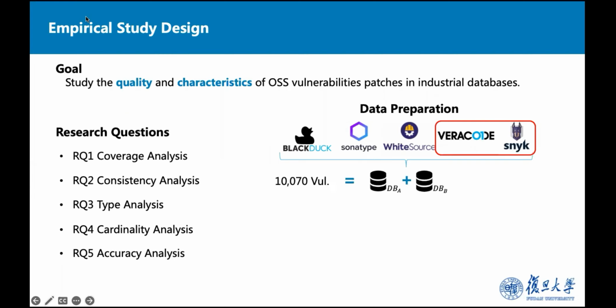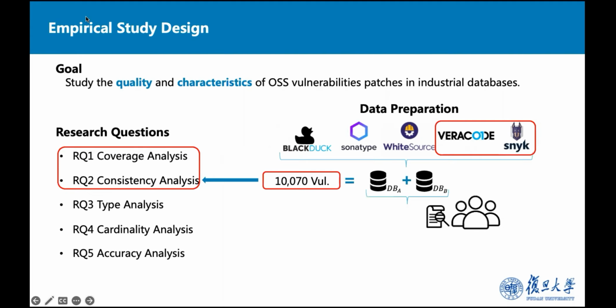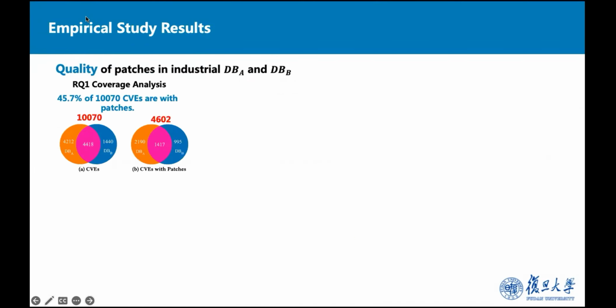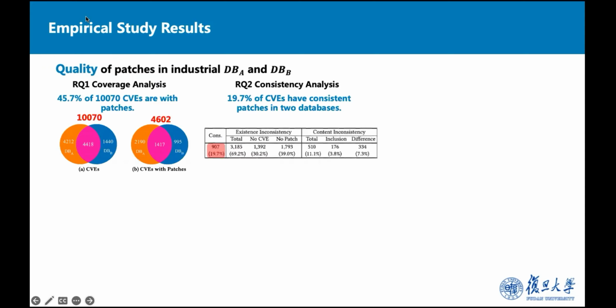From the DBA and DBB, we collected 10,000 vulnerabilities to do the coverage and consistency analysis. From the collected 10,000 vulnerabilities, by manual investigation, we collected patches for 1,200 vulnerabilities, and this is the ground truth to do the type, cardinality, and accuracy analysis. For the quality of patches, in the coverage analysis, only 45% of the 10,000 CVEs come with patches, and in the consistency analysis, only 90% of the CVEs have consistent patches across the databases.